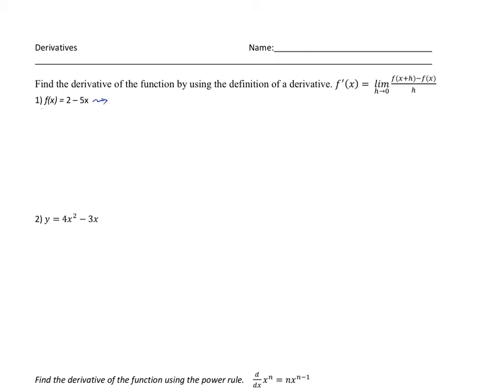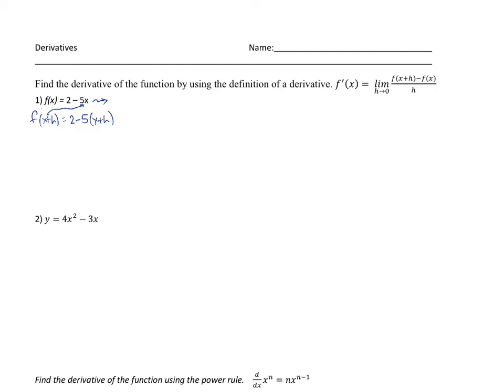Now on this one, what I want to do is first let's determine what this f of x plus h value is going to be. And that just means I'm just going to put in x plus h right there. So we end up with 2 minus 5 times x plus h as our f of x plus h value.